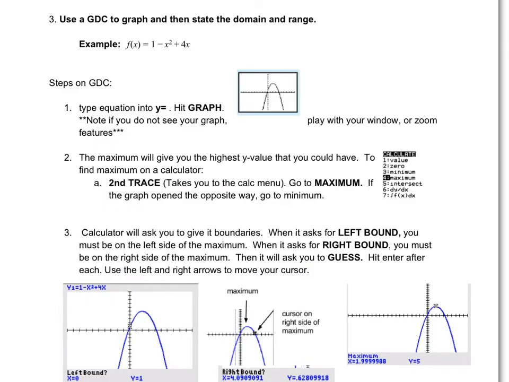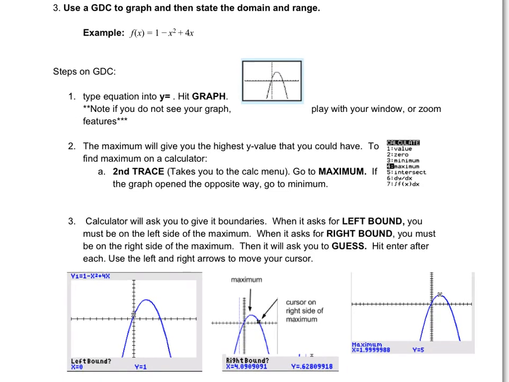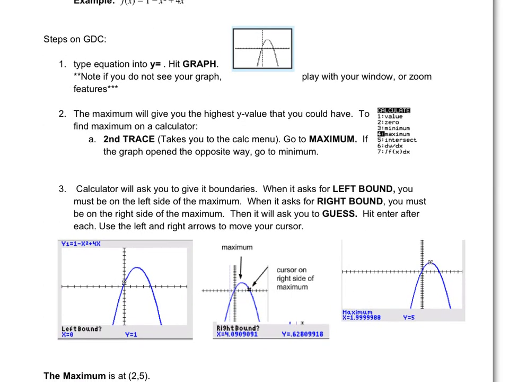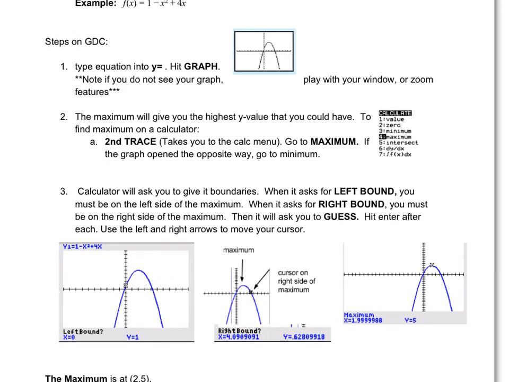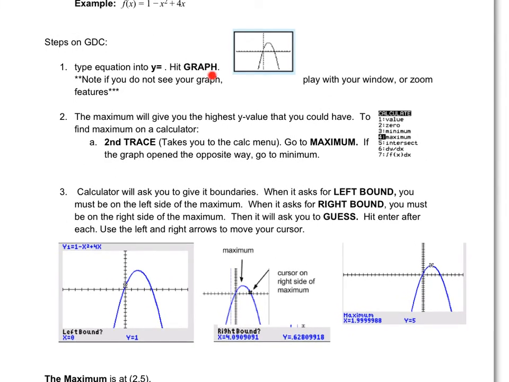I'll leave you to follow these directions to plug into your graph. A couple of things that I'll point out to you when you plug it in. You're going to go to the calc menu. So first you put in your y equals. After that, you're going to hit graph. Then you want to go to the calc menu, so that's second trace, and go to maximum. If the graph opens this way, then you would select minimum instead.